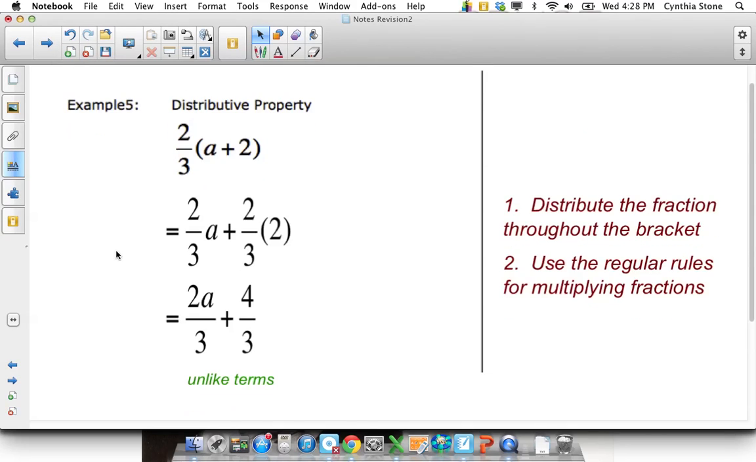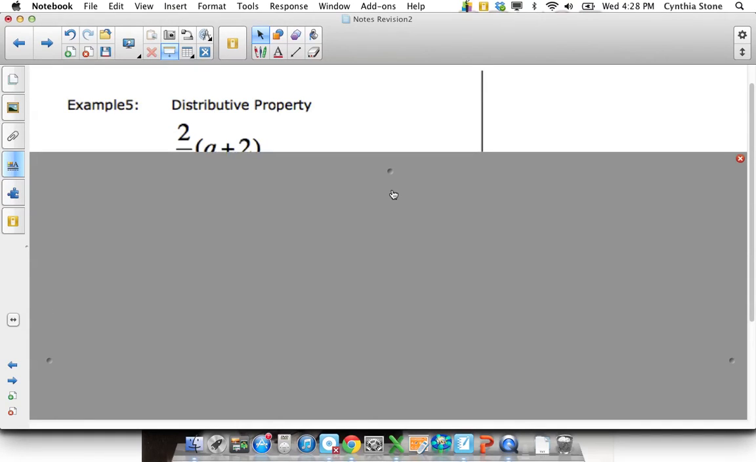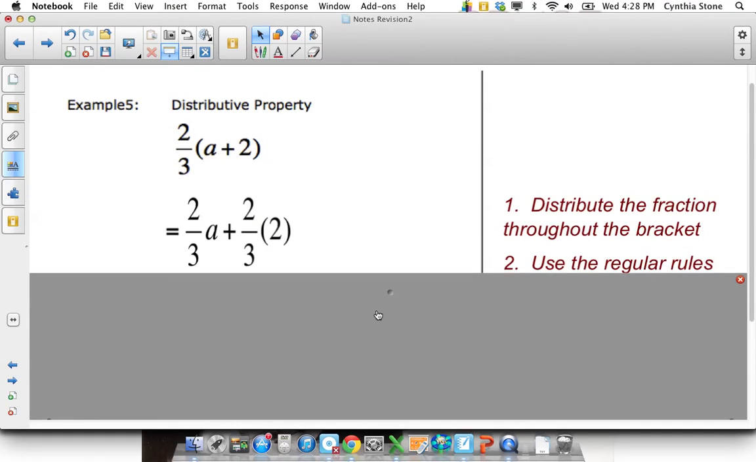Okay, distributive property with fractions. Now we did do this in class already, but let's go ahead and do it again. First step is actually to distribute, right? So I'm just going to leave it as 2/3 a and 2/3 times 2, right? Because I've multiplied this 2/3 times everything inside.